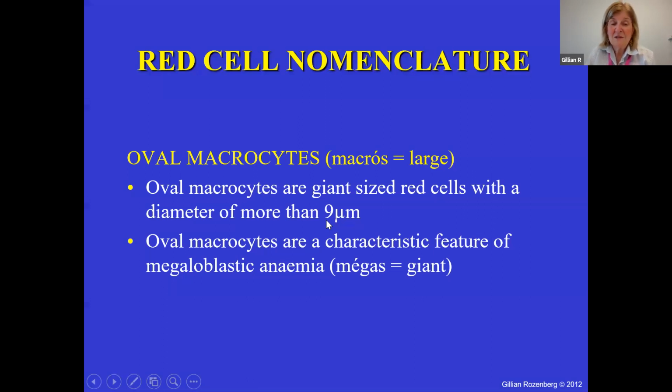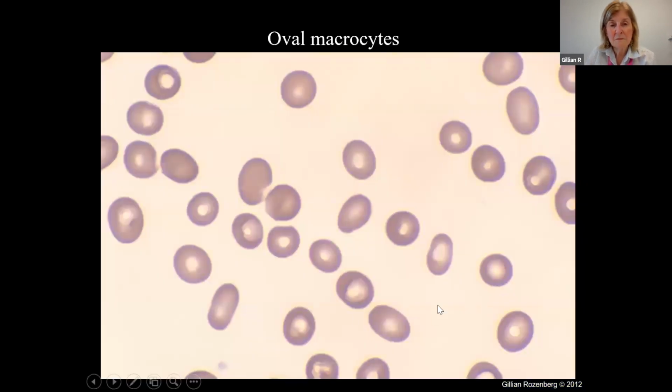Oval macrocytes. Oval macrocytes are giant-sized red cells with a diameter of more than 9 microns. Oval macrocytes are a characteristic feature of megaloblastic anemia. This patient is clearly anemic, and the cells are quite large, and you can see when you look at some of these classically oval-shaped cells, that's a feature of megaloblastic anemia.